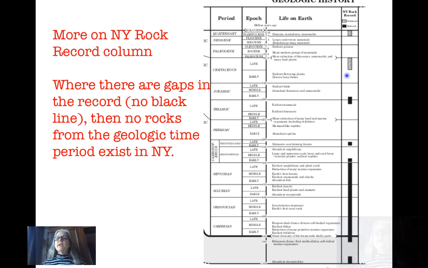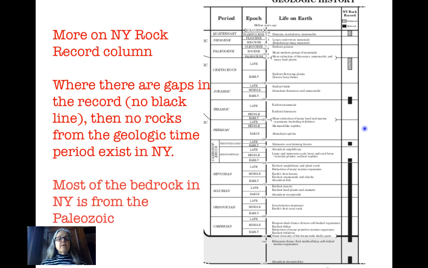So where there are gaps, like here, and a little bit here, and even down here, that means nothing for that time frame, like in here between Jurassic and Cretaceous. For example, the evidence for this mass extinction between the Permian and the Triassic doesn't exist in the state of New York. We know about it from evidence from elsewhere. But I want to point out that most of the bedrock in the state of New York is in the Paleozoic, which is here.